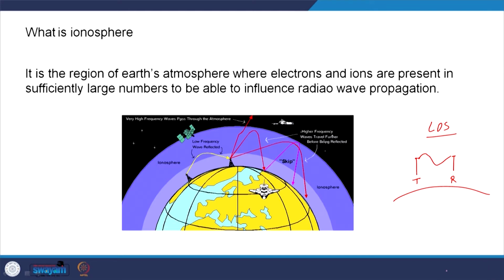Then it was realized, in the very beginning, that there was communication which was possible beyond line of sight. This was using the ionosphere. People realized there is a conducting layer in the sky which acts as a mirror and reflects the incoming radio waves, and allows propagation of signal or communication beyond the line of sight. It so happens that generally higher frequency waves travel further before they get reflected.